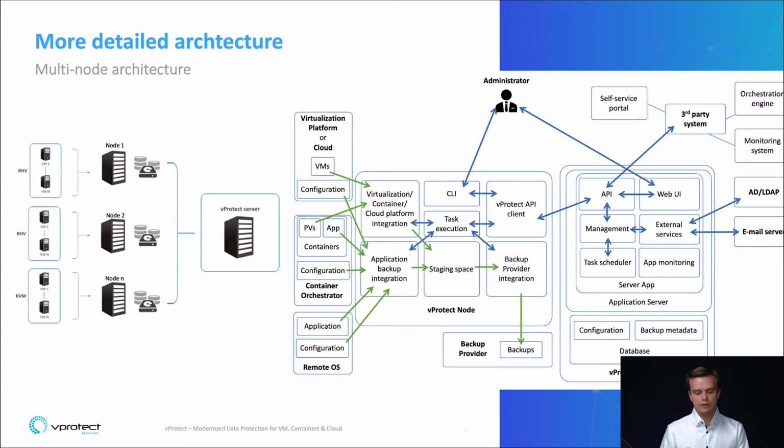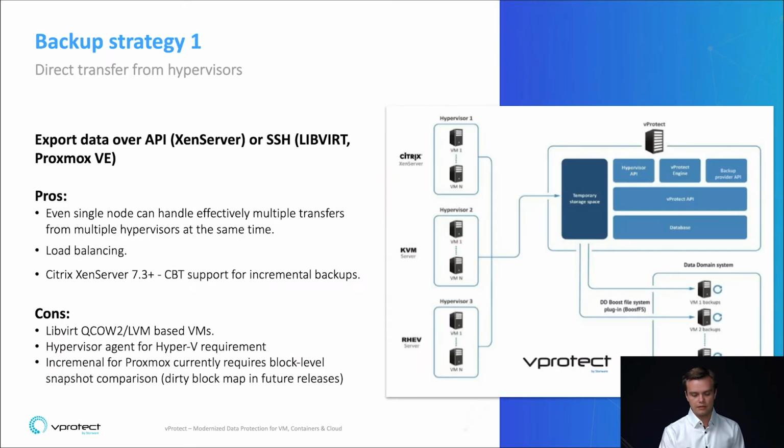vProtect Server is a lightweight server that basically focuses on the metadata. There is a small database in there, and there is an application server that focuses on the general management tasks. Depending on how these two components are deployed, obviously this will reflect the backup strategy, and each strategy has some specific requirements. While the server can be deployed basically anywhere, vProtect nodes need to be deployed in a specific way. So for Proxmox, we support basically two strategies.